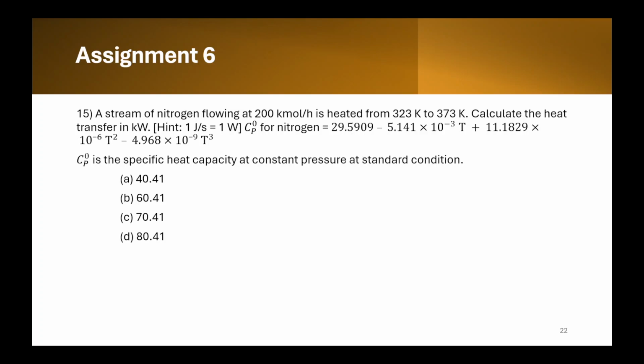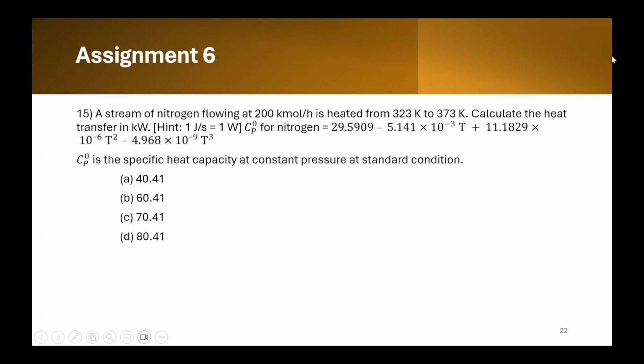Next question, a stream of nitrogen flowing at 200 kilomole per hour is heated from 323 Kelvin to 373 Kelvin. Calculate the heat transfer in kilowatts. Hint: 1 joule per second is equal to 1 watt. The Cp, standard specific heat capacity at constant pressure for nitrogen, is given using this equation. These are the coefficients for the Cp term: this will be A, this will be B, this will be C, this will be D.